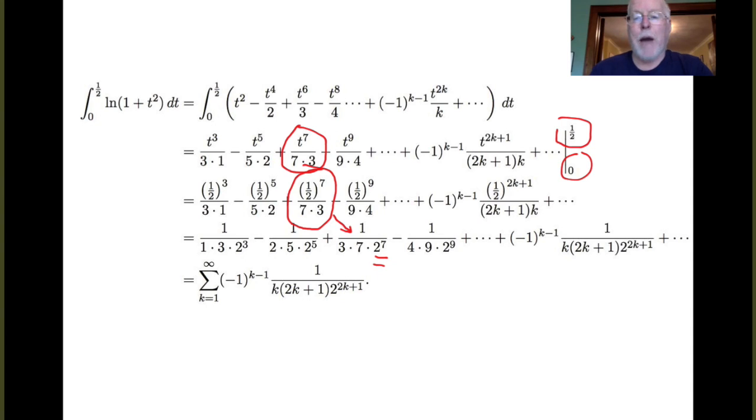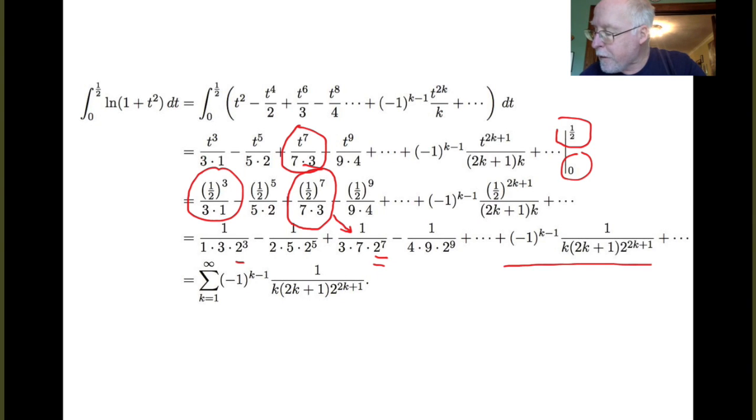So again, notice we haven't multiplied things out. Don't want to be in too big a hurry to do that. So the first term here becomes 1 over 1 times 3, and the 1/2 cubed generates the 2 cubed. The generic term works the same way here. We have the 2k plus 1 times k down here. There's that. And then the 1 over 2 to the 2k plus 1 brings in the 2 to the 2k plus 1 in that denominator, and this series keeps going.